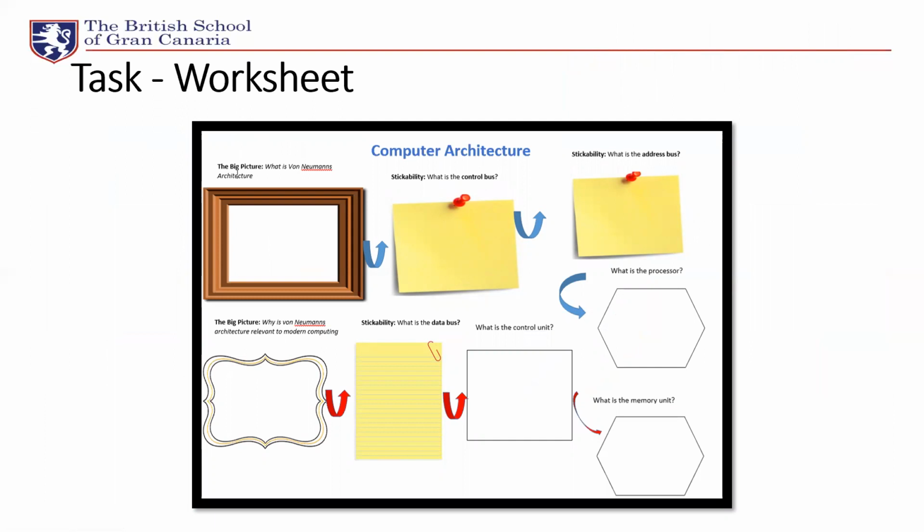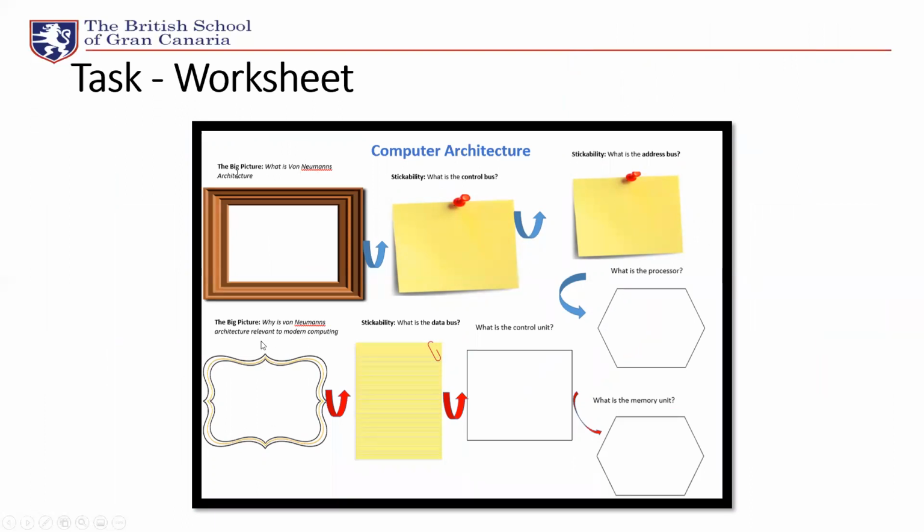But what I'd like you to do is reaffirm your knowledge. This is the sheet I'd like you to complete. Now, you will have to download this onto Word, or if you don't have Word, then you can do this on a normal document. So what I'd like you to look at is the big picture. What is von Neumann's architecture? What is the control bus? What is the address bus?